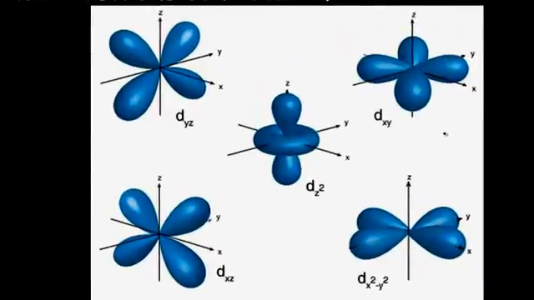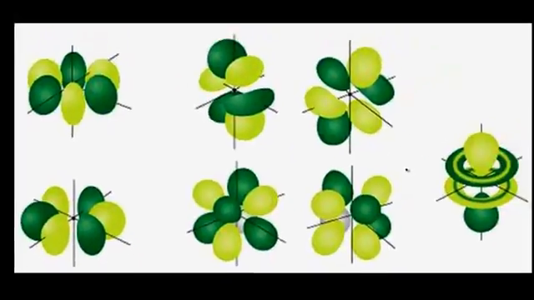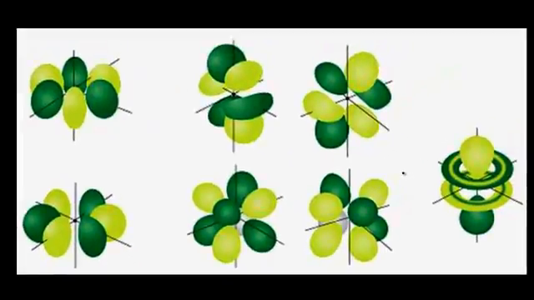Then we move to the d orbitals, and the d orbitals start to get some very strange shapes. But notice that there are five d orbitals. Then we move to the fourth energy level, where we can start to use the f orbitals, and again those start to get some really strange shapes.